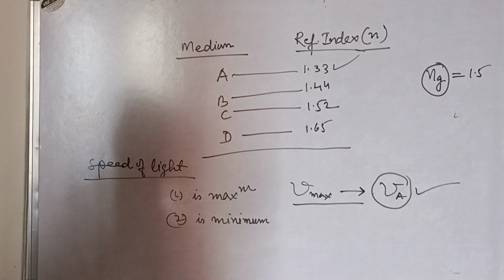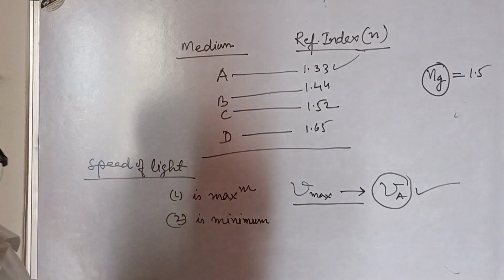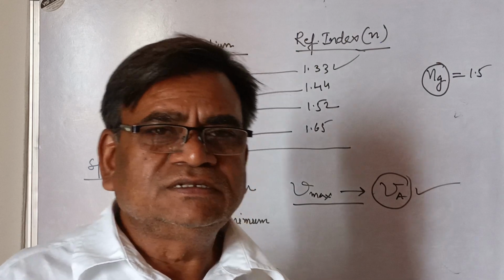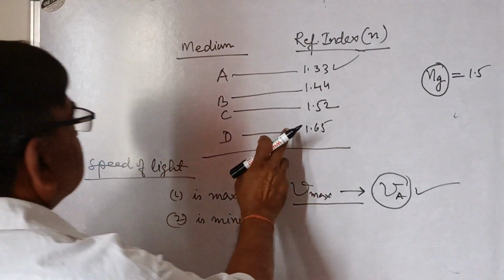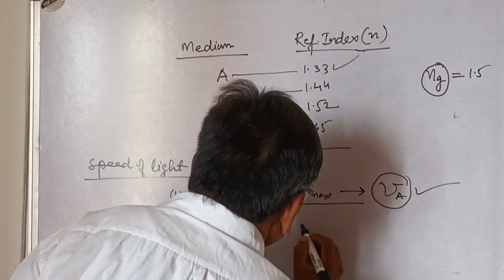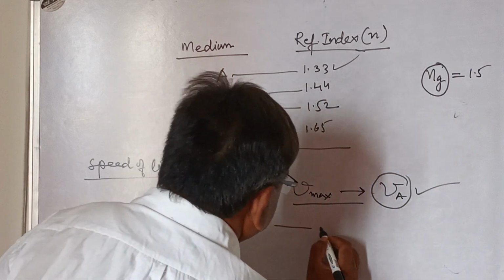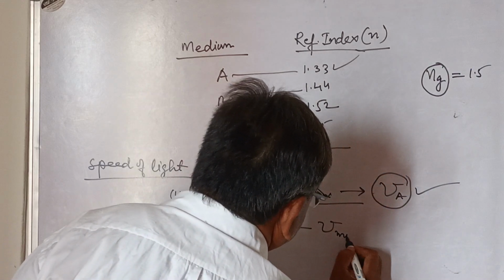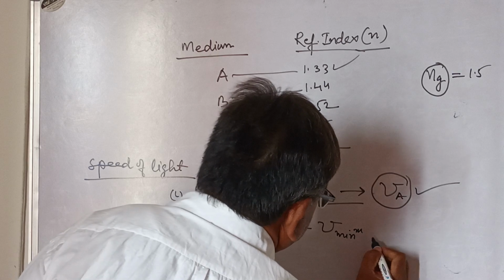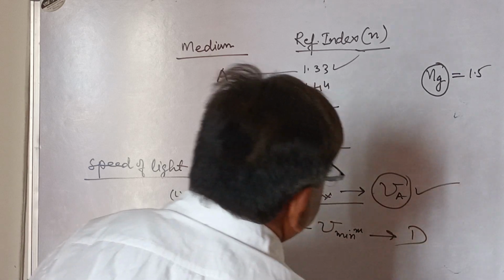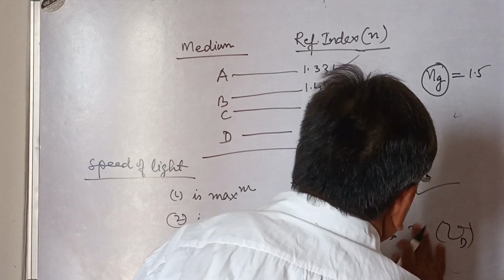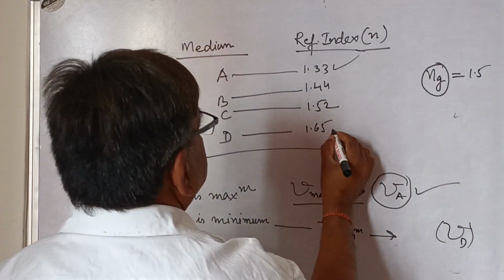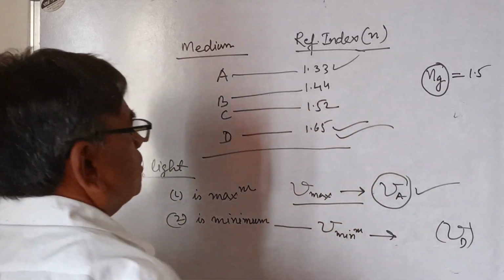Minimum is the opposite of this. The optically denser the medium, the lesser will be the speed. So V minimum, this will be D. Velocity of light in D, VD, will be the minimum. So here it will be minimum.